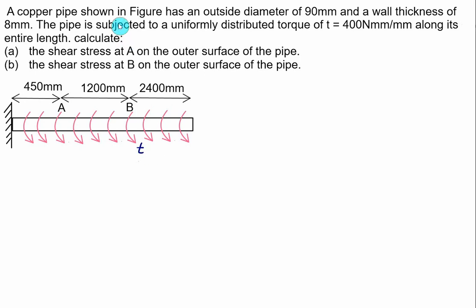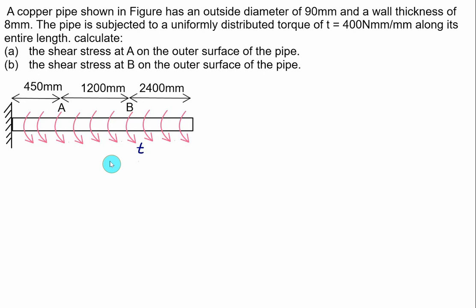A copper pipe shown in the figure has an outside diameter DO equal to 90 mm and the wall thickness T is equal to 8 mm. The pipe is subjected to a uniformly distributed torque T of 400 Newton mm per mm along its entire length. Calculate the value of the shear stress at A on the outer surface of the pipe and the shear stress at B on the outer surface of the pipe.